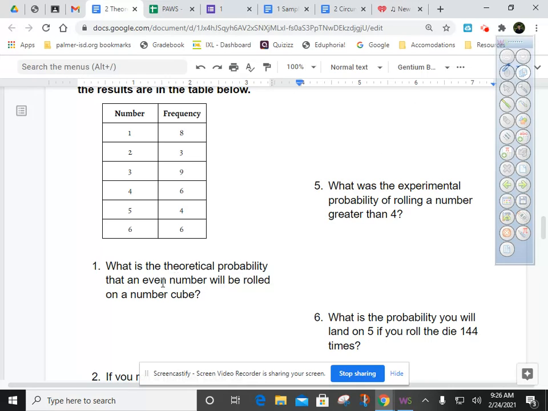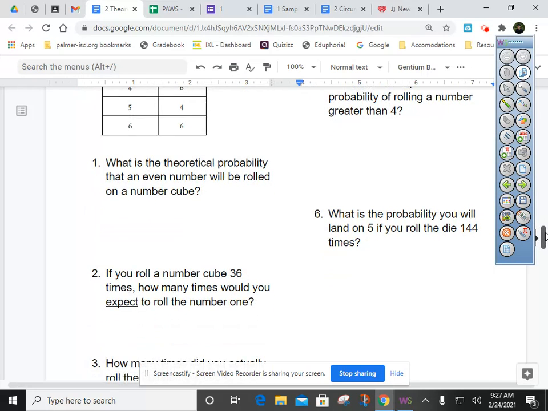So theoretical, then the even number we rolled would be, how many even numbers are there? 3. 3 out of 6, which simplifies to what? 1/2. 3 out of 6, 1/2, right there. Okay? So theoretical would be 1/2.